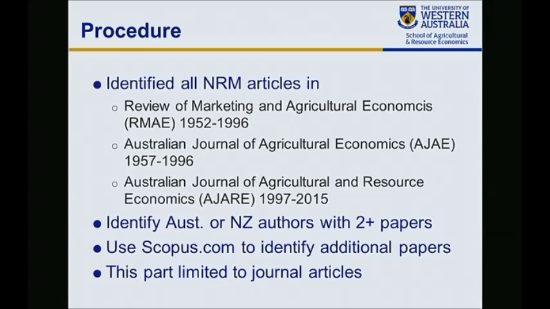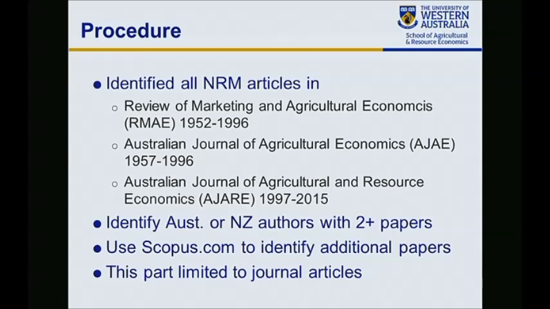And then because of the changing emphasis, we changed the name as well. Having looked at every single paper that had been published and tried to identify all of the ones that were within our boundaries of what was natural resource management, we then identified every author from Australia or New Zealand who had at least 2 papers out of that. And then we went and found every other paper that they'd published in any journal in the world. So that's how we identified Australian research.